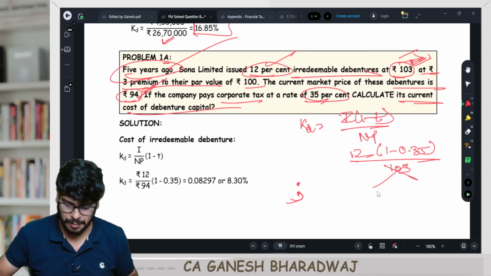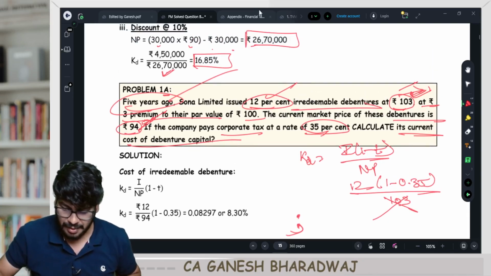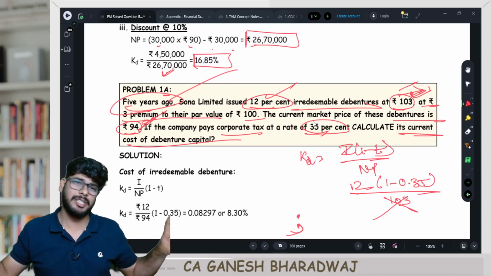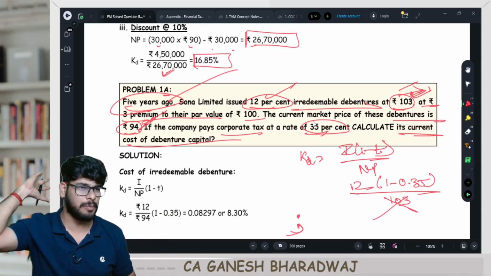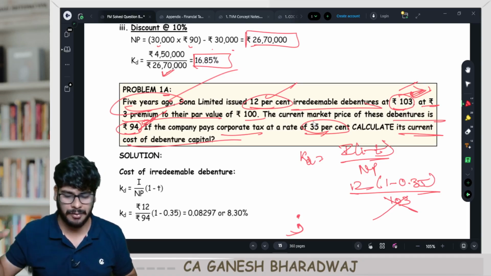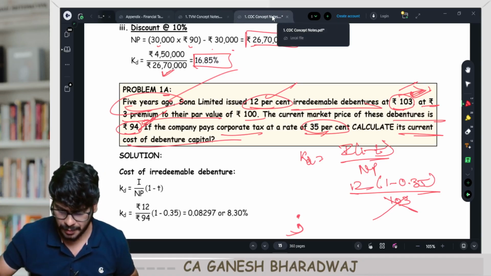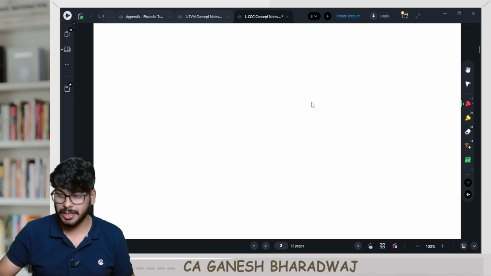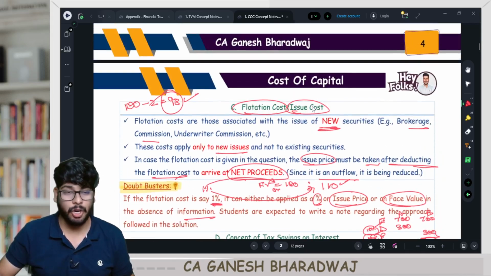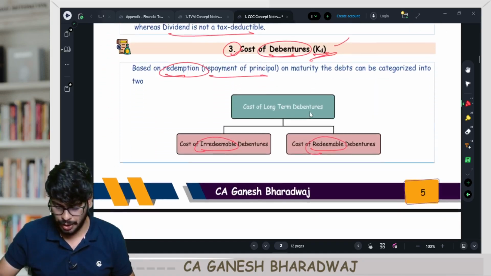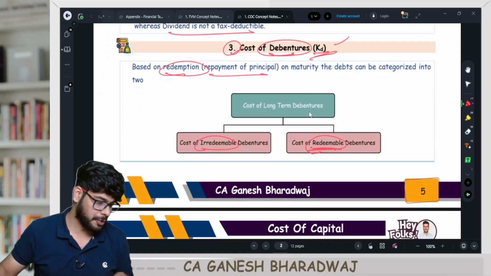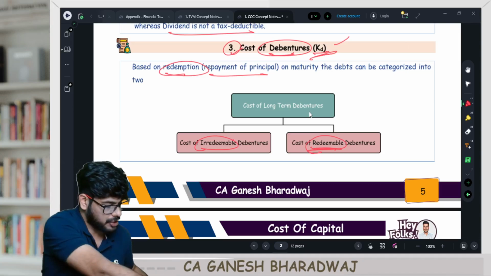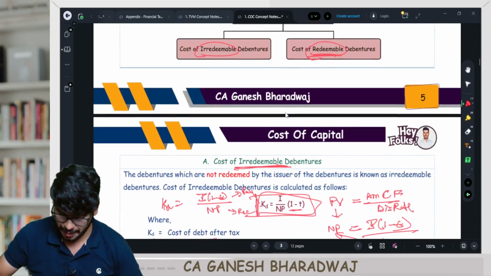Done? Yes? Perfect. See, I have handpicked certain sums. If you are doing these lineup of questions, any other question you will be able to handle. That's how I have lined up the questions for the fast track course. So I told you debentures are of two types. One is your irredeemable debenture. The other one is called redeemable debenture. Now let's move on to redeemable debentures.